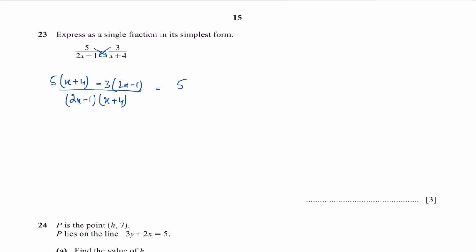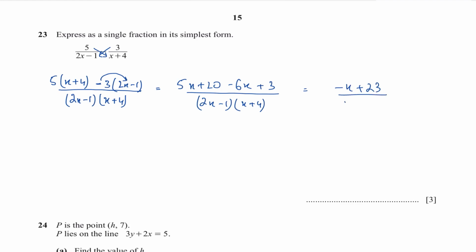And then let's simplify this further. So 5x plus 20 minus 3x. Now be careful, minus 3 times minus 1 is going to turn into positive 3. And then it's up to you whether you want to expand the denominator or not. So I'm going to leave it as it is. So 5x minus 3x is going to be 2x, and 20 plus 3 is going to be 23. Then 3x into 2x is going to be minus 6x. Yeah, there's something wrong. So 5x minus 6x is going to be minus x plus 23, and then you can leave the denominator as it is.